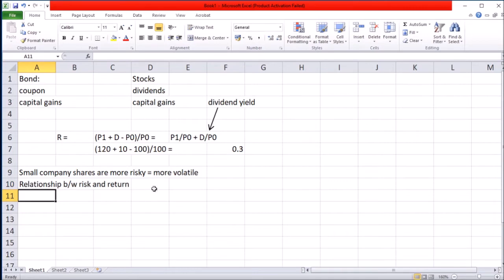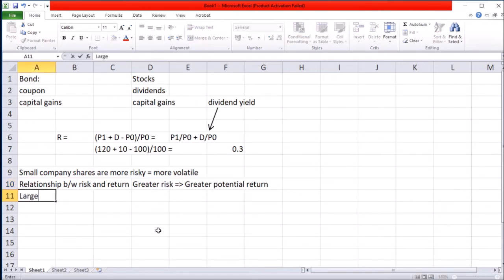And the relationship is such that usually greater risk is accompanied by greater potential return. Of course, it's just a potential return because there is no guarantee that there will be any positive return. That's why it's called risky. The returns might actually be negative, but on average, with greater risk, there is greater return as well.